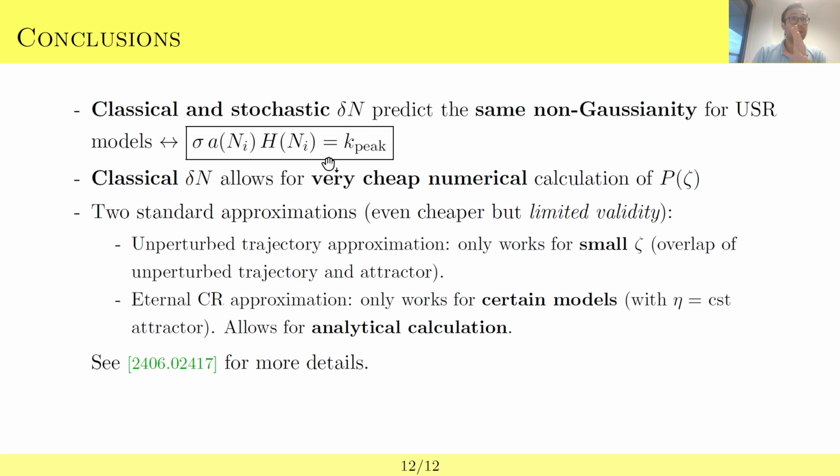We have seen that, provided that this consistency condition holds, classical delta N and stochastic delta N formalisms actually predict the same non-Gaussianity for the PDF of curvature perturbations, whether we are in a model with a constant-roll attractor or not. And this implies that the origin of these non-Gaussian, exponential tails is not the way we treat inflaton perturbations, stochastic or classical, but the nonlinear relation between inflaton and curvature perturbations. This is good news because classical delta N is numerically much cheaper than stochastic delta N, and also it allows for a number of approximations whose regime of validity we have studied.